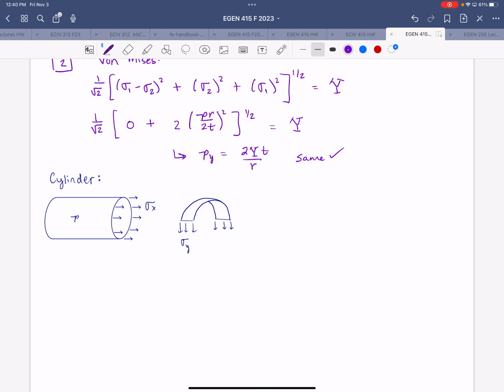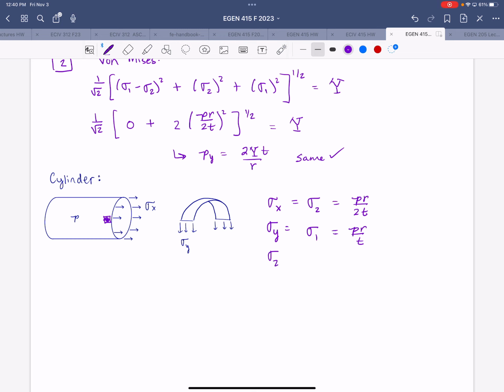All right, so if we consider a segment of the material on the surface like that, we have our longitudinal stress, sigma x, which we'll set equal to our sigma 2, and that's PR over 2T. And then the hoop stress, sigma y, we'll set equal to sigma 1, since it's the largest, it'll be an extreme. And that's PR over T.